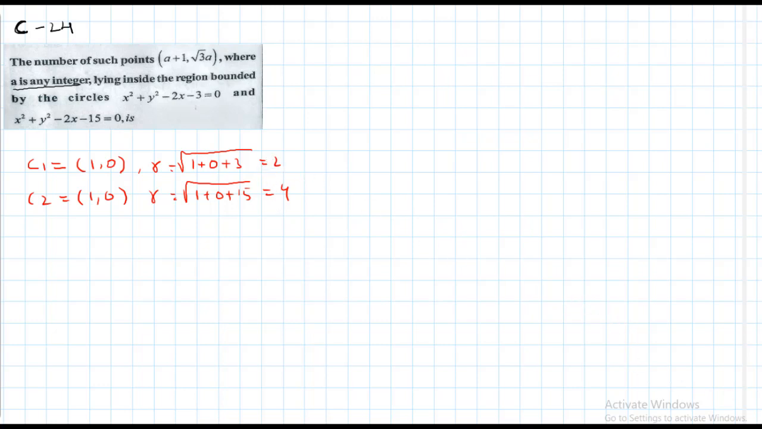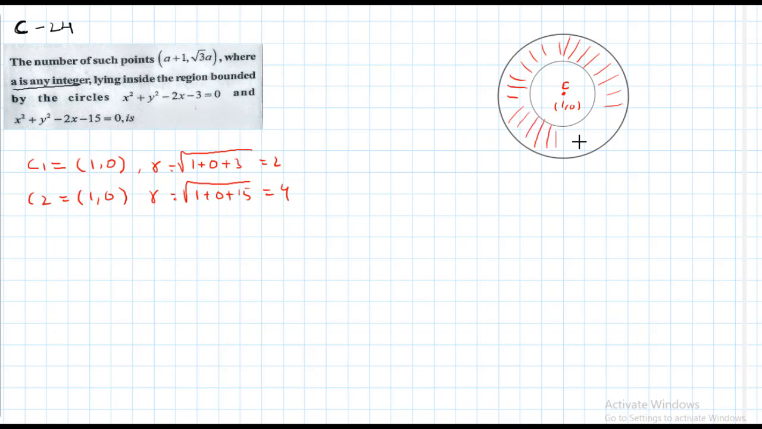I want to draw the diagram for this first. Okay students, two concentric circles are given. This is the center of both the circles, say 1 comma 0. Instead of C1, C2, just write C. Okay, one radius is 2, another one is 4. Now find the number of points a plus 1 comma root 3a, where a is an integer, lying inside the region bounded. Means here the point should be in this region. All the points of the form a plus 1 comma root 3a should be in this region, in such a way that you want to find the a values now.